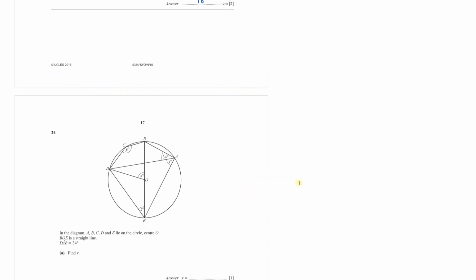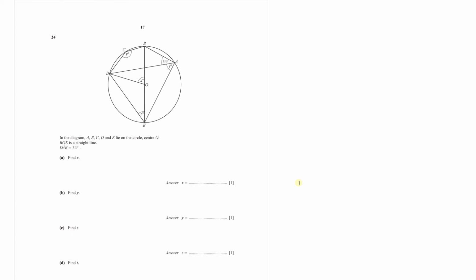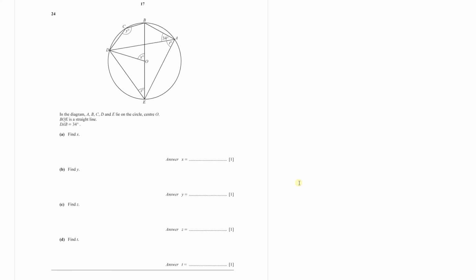Let's go to the next question. In the diagram, A, B, C, D, E lie on the circle. So these are points on the circumference of the circle, and the center of the circle is O. BOE is a straight line. Since it's a straight line that passes through the center, BOE is also the diameter of this circle. Angle DAB here is 34 degrees.